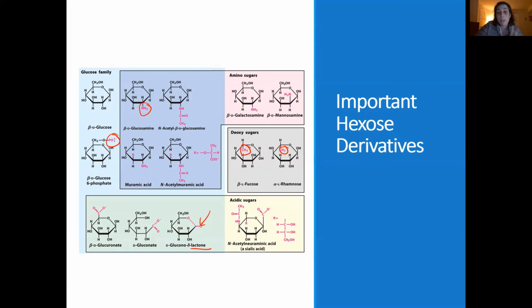And depending on the type of derivative, these can be used, for example, for signaling. They can be used for energy. They can be used to help make structures, helping it to bond these sugars onto other things a little bit better for building and structural formation.